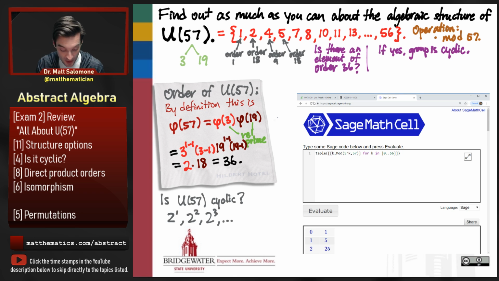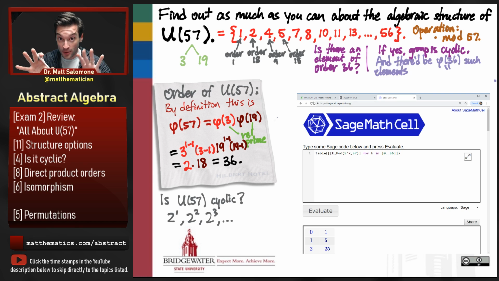Let's take a brief moment, before we go forward and get sophisticated about it, to have one more opportunity to flex our Euler phi muscles a little bit. If this group had an element of order 36 in it, and therefore the group would be cyclic, let's pause and ask how many such elements there would be. There'd be a total of phi of 36 such elements. Right? This is an opportunity for us to evaluate phi of 36. So split 36 into a prime power factorization. That would be 4 times 9.